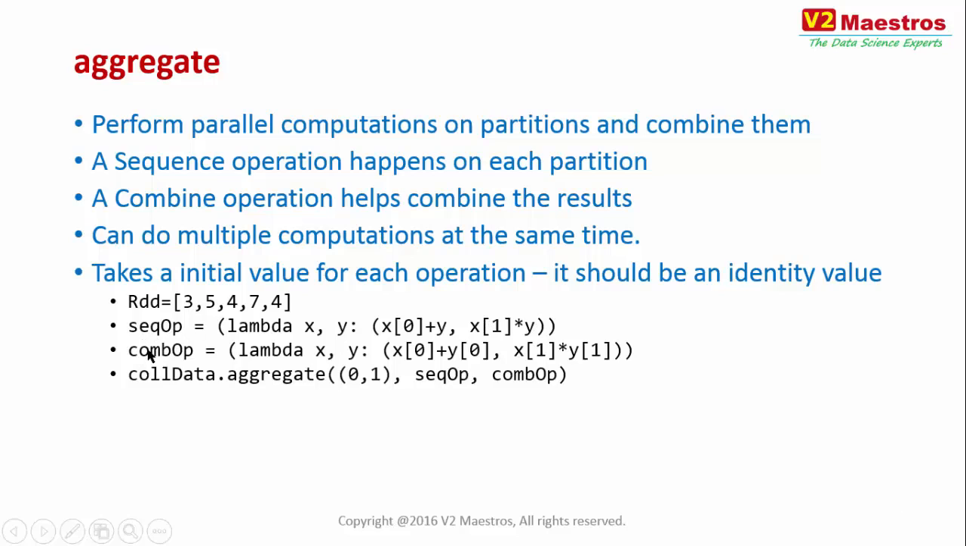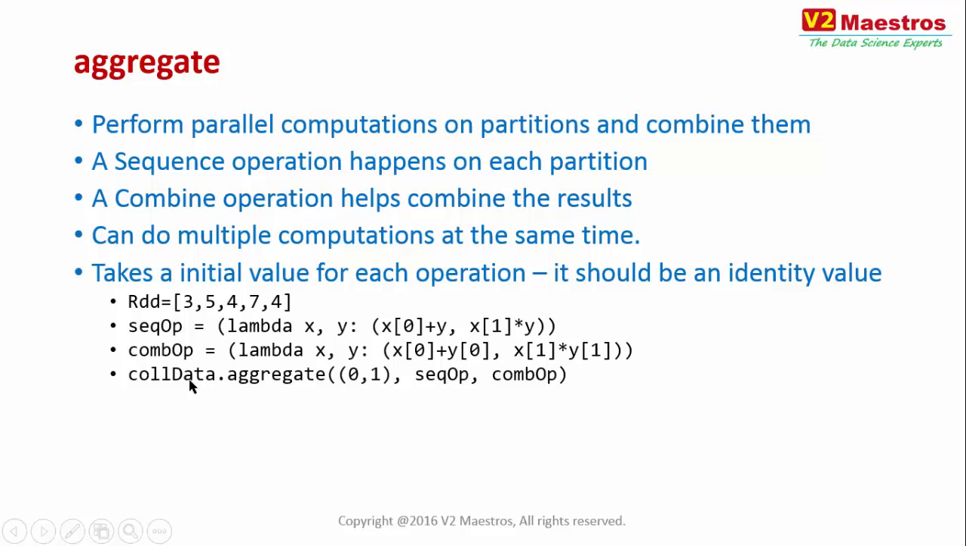Now how does the combine operation work? The combine operation combines the results of the various sequence operations. It typically does the same thing: it takes x comma y and returns x of 0 plus y of 0, and x of 1 times y of 1. Basically it is aggregating the same thing: this is the addition of the data across partitions, and this is the multiplication of the data across partitions.